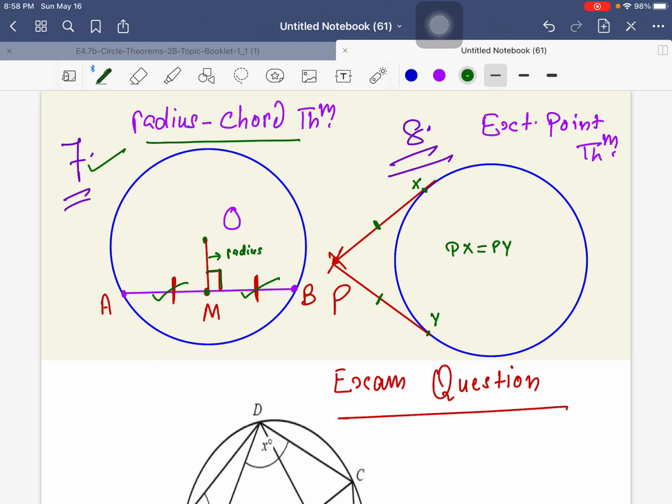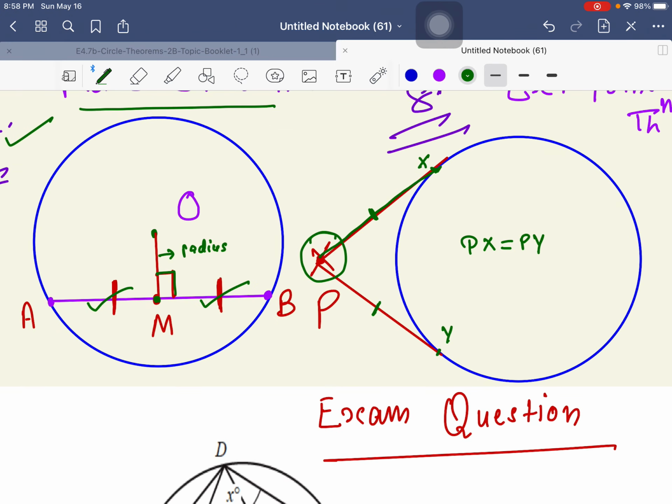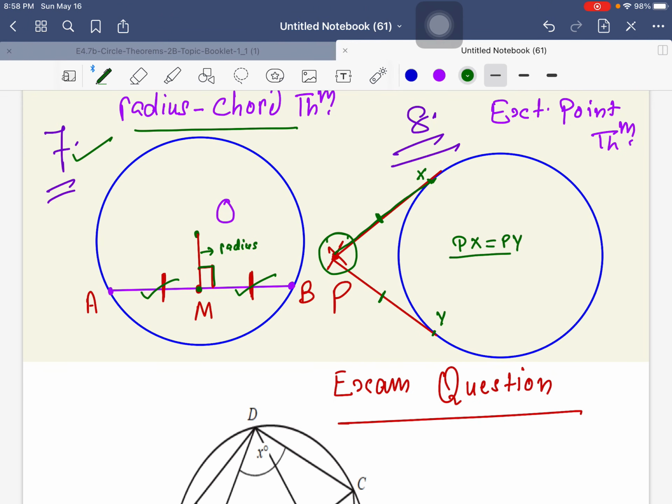Number 8, exterior point theorem. It states that if we have an exterior point P, in this case, outside the circle, and we draw two tangents from this exterior point touching the circle at two different points, X and Y, then the segments from P to X and P to Y are equal. So in this case, PX is equal to PY. This means an exterior point is always equidistant from the points of contact. This is the exterior point theorem.